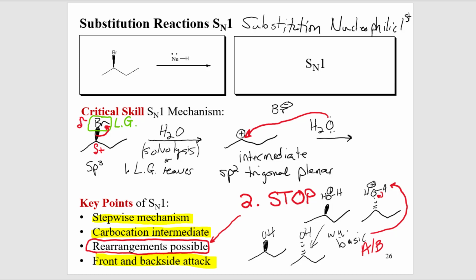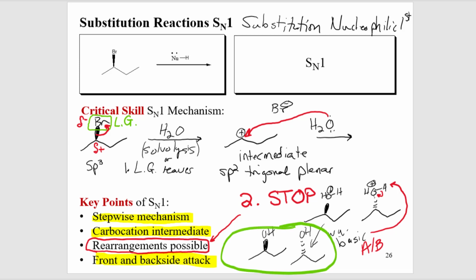So now we have a mixture. In this particular case, this is the mixture we get. What's the relationship of these two products? Well, they are enantiomers. And if I have a 50-50 mixture of enantiomers, this gives me a racemic mixture.